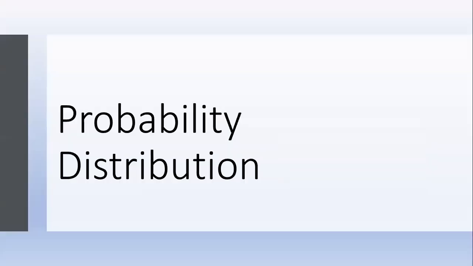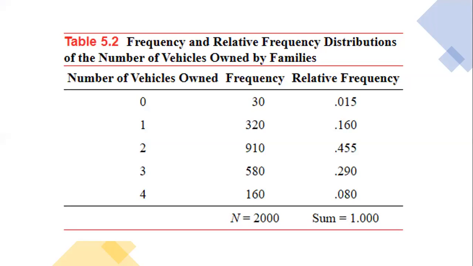So let's look at the table. We have a frequency and relative frequency distributions of the number of vehicles owned by families. We also know that relative frequency is the same as probability of each event. The relative frequency is calculated by dividing the frequency by the total number, in this case 2000, of people asked.